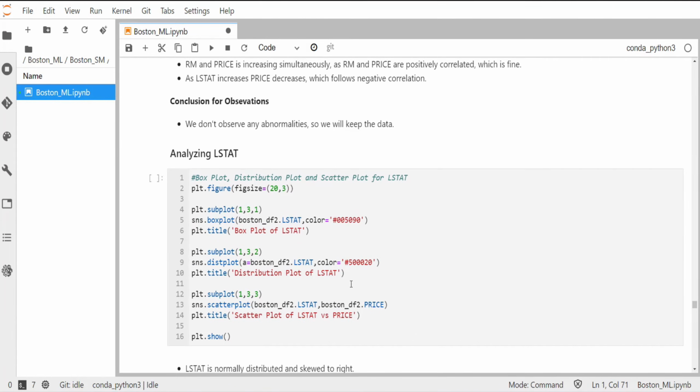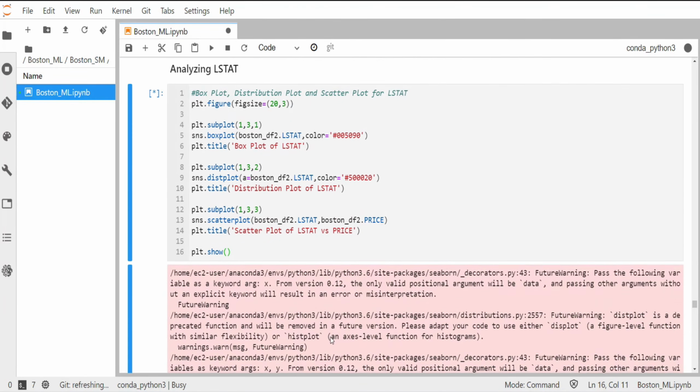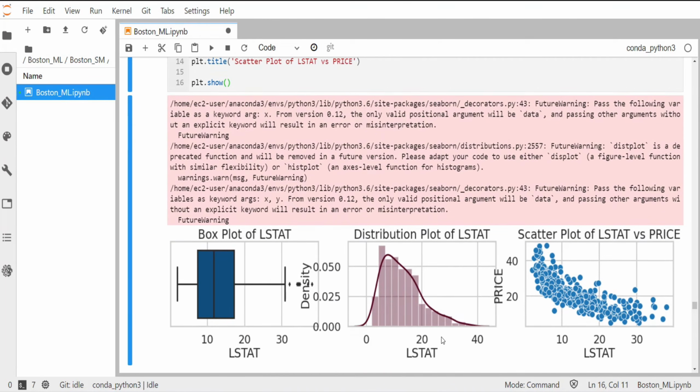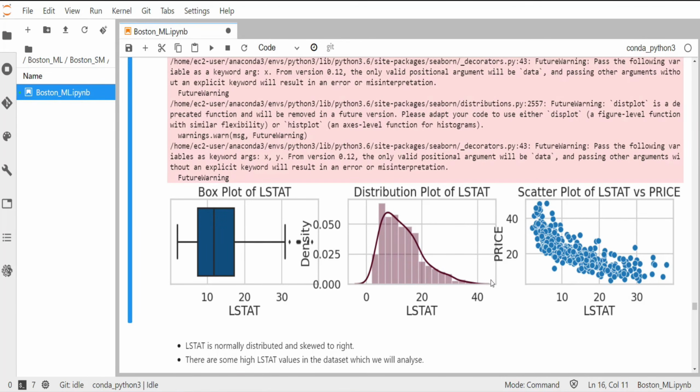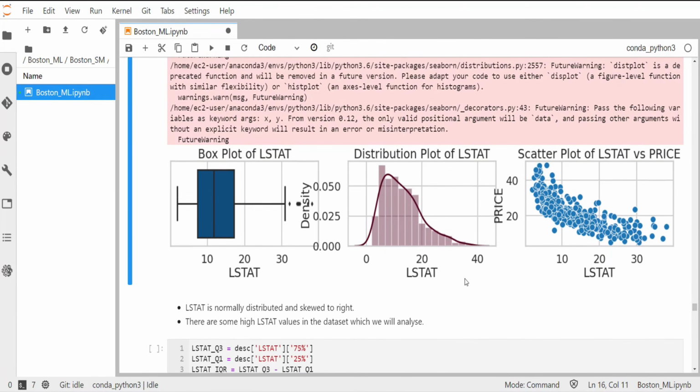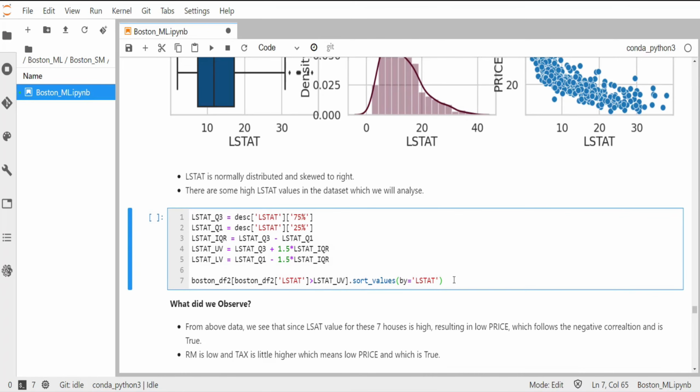Now let's analyze the LSTAT, and I will run this cell. And here we see that the LSTAT is normally distributed but a bit skewed to the right, and there are some high LSTAT values. Let's analyze them using the IQR method as discussed previously. I will analyze the higher values that are above the upper limit. Now let's run this cell.